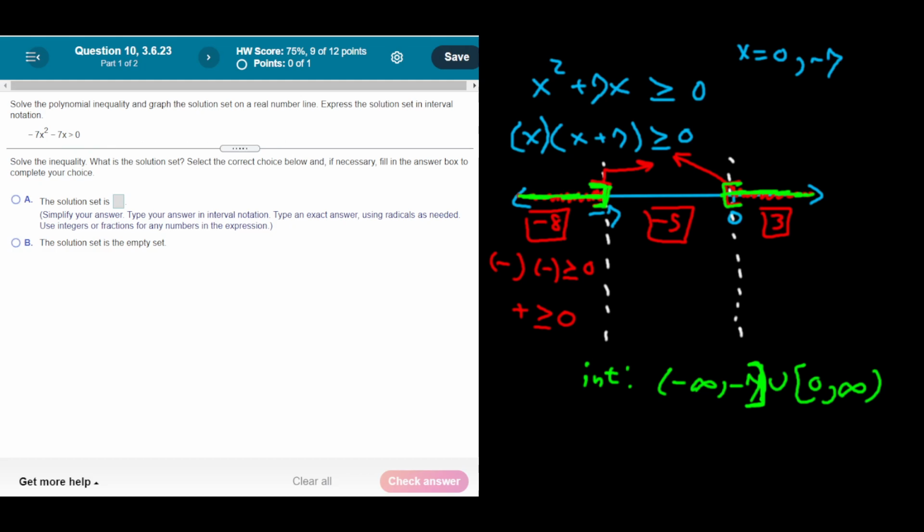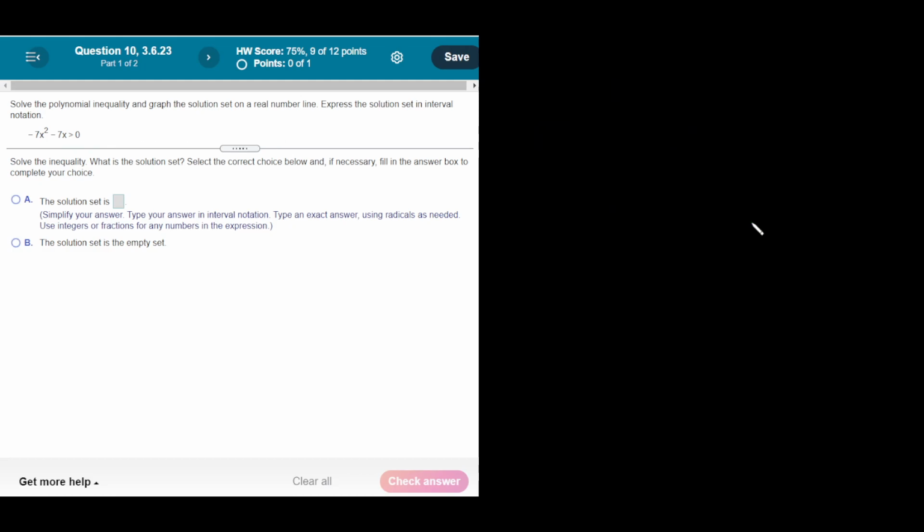All right, so -7x squared. Let's go ahead and knock this thing out. All right, let's use orange. -7x squared minus 7x is greater than 0. What's the GCF here? What can you divide both of these by? We can divide them both by 7, a -7 as a matter of fact. And we can also divide by x. So let's close it up.